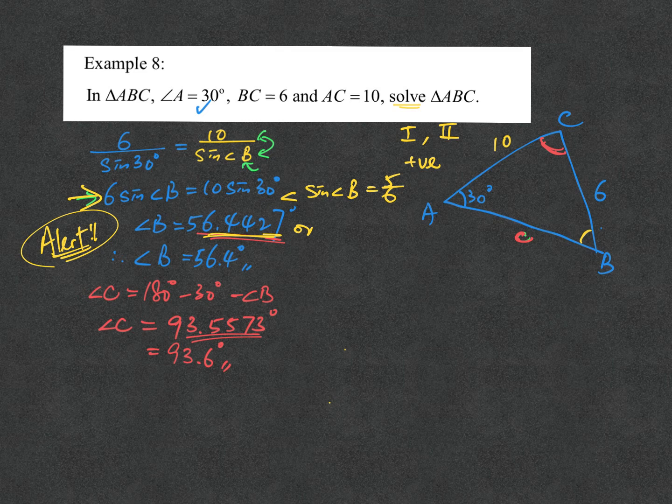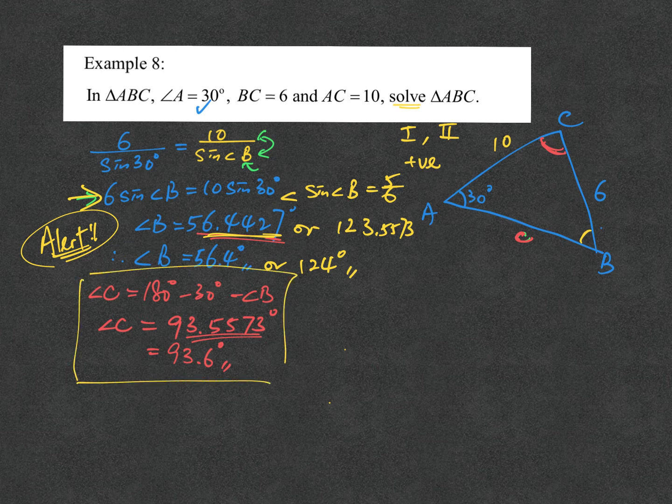So that's why by making use of the concept of reference angle, you should have an answer, which is called 123.5573. That means the answer will be 124 degrees in this question. So as a result, besides the solution of angle C, as we did before when finding AB, there should be another answer for the second situation.